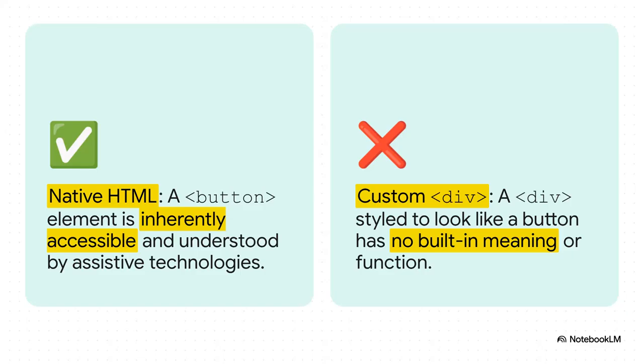Okay, let's make this super clear. A developer can create two things that look exactly like a button. One is a proper HTML button tag. The other is just a generic box, a div, that's styled with CSS to look like a button. Now to a screen reader, that first one is perfect. It says, hey, I'm a button, you can click me. But the second one? It's totally silent. It's a meaningless box. And that gap in meaning is exactly the problem that ARIA is supposed to solve.